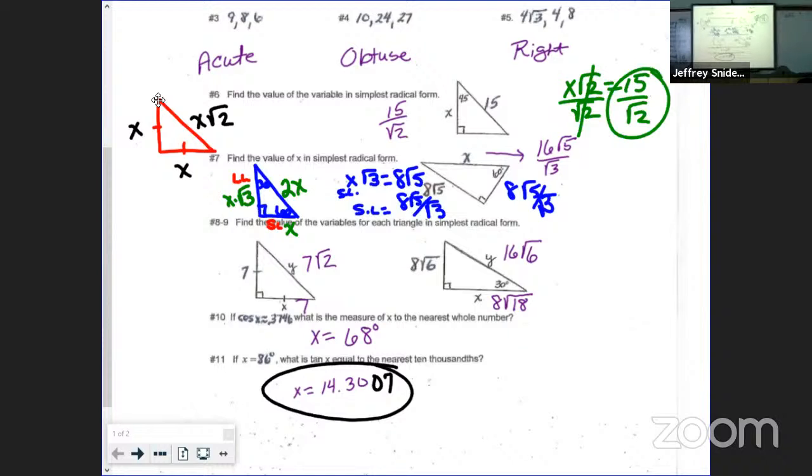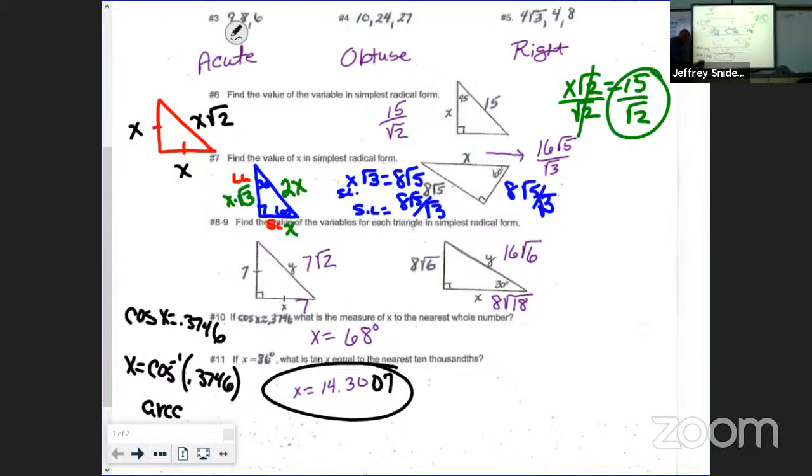Number 10? Sure. Number 10, I've given you the cosine of x equals 0.3746. If I want to find, if I give you this, then x is the inverse cosine of 0.3746. Or instead of the inverse cosine, what else can I call that? Who remembers? Arc cosine. And we said that you can type this into Desmos or this. It'll understand either one of those. It's your choice. If you do that, it will give you back the answer of 68 degrees, 68.0, blah, blah, whatever.